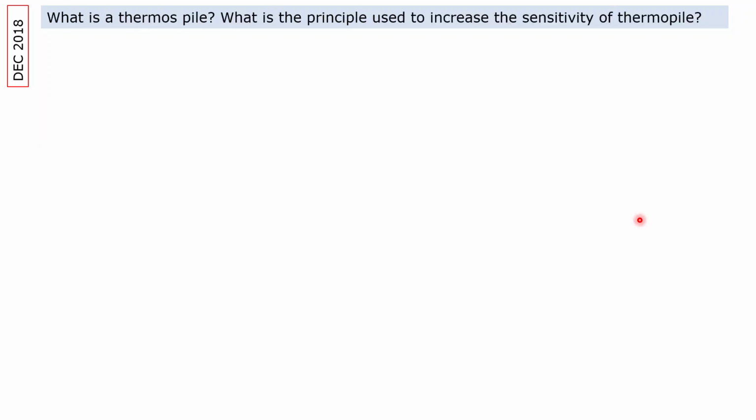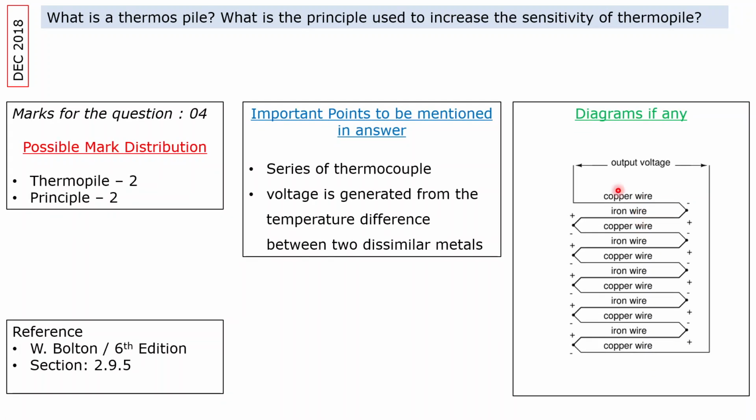Now the next question: what is a thermopile? What is the principle used to increase the sensitivity of a thermopile? In this question you have to understand it is actually a thermopile, and the marks for this question is 4 marks. The possible marks distribution is: explaining about the thermopile carries 2 marks, and the principle of sensitivity is 2 marks.